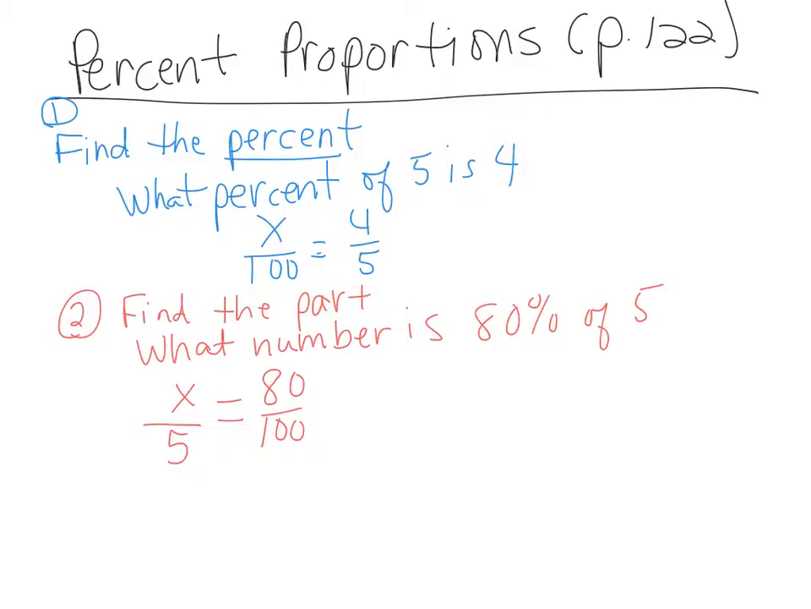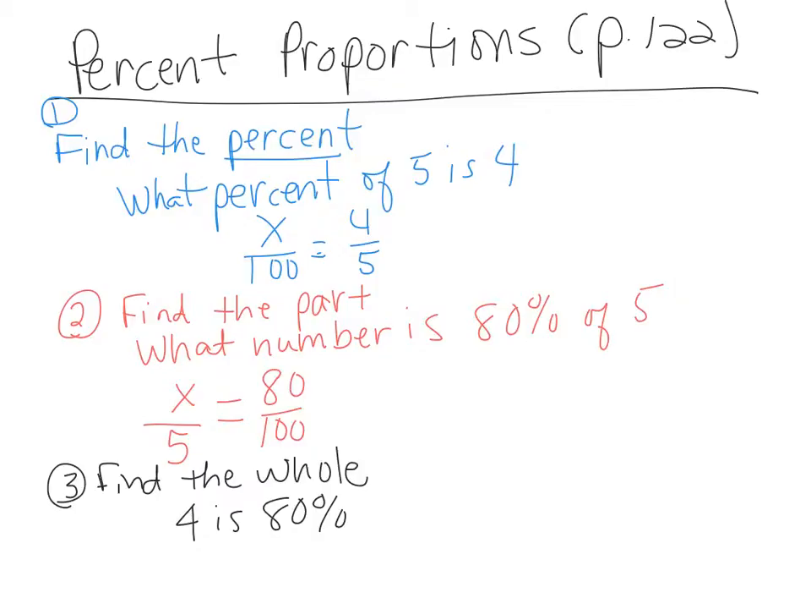And the third type, let's do black, would be find the whole. So if we find the part, we can find the percent, and we can also find the whole. So you have to know your fraction parts. And something like that would be 4 is 80% of what number?